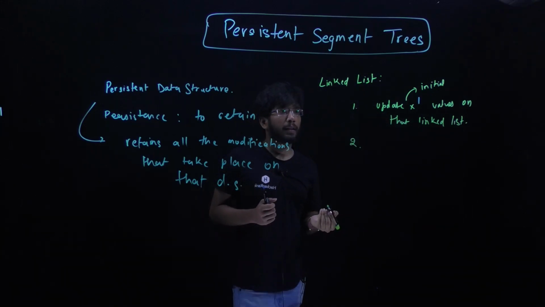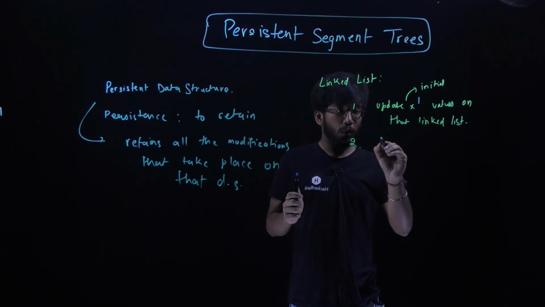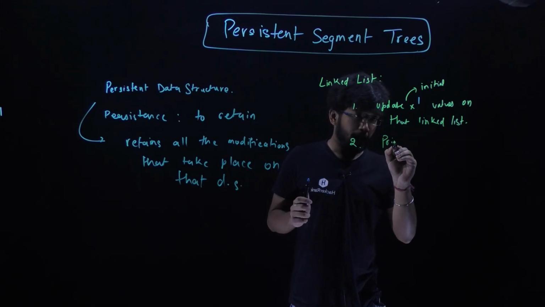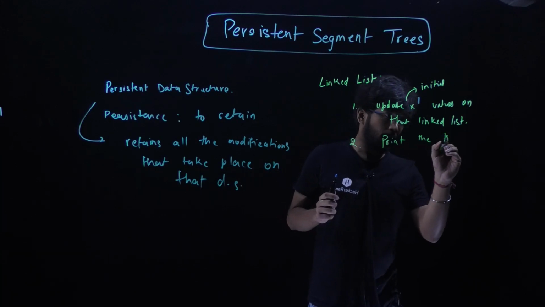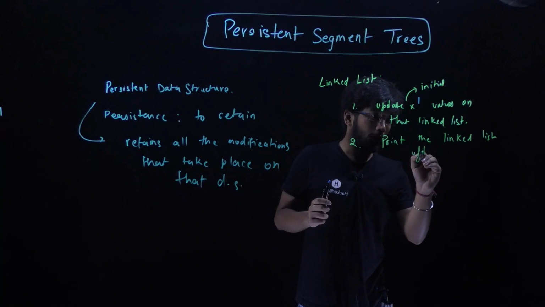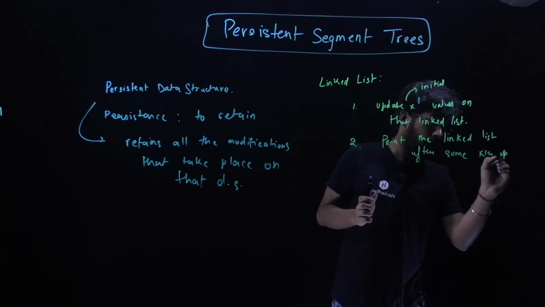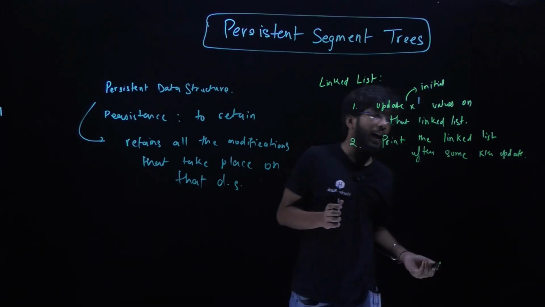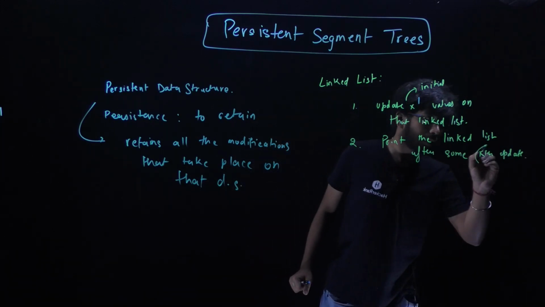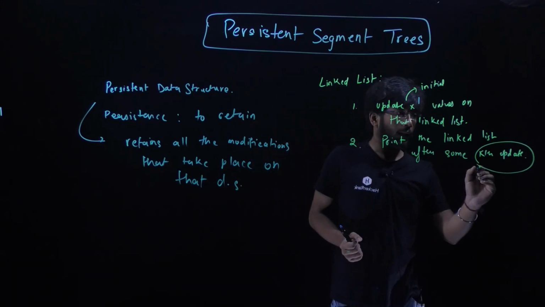and the second is that we need to print the linked list after some kth update. So the point here is, how do we print the kth update?